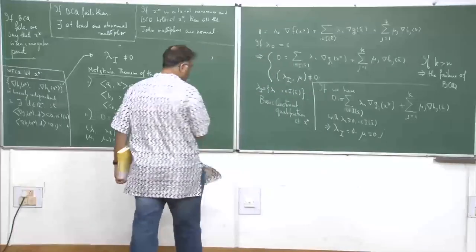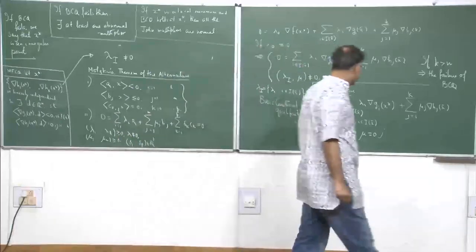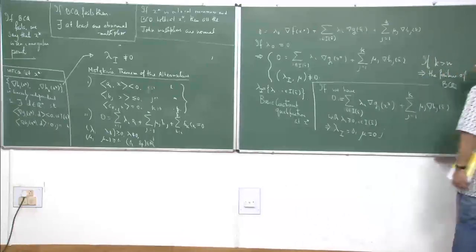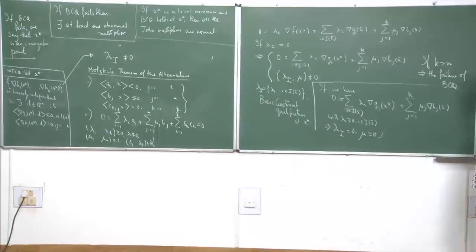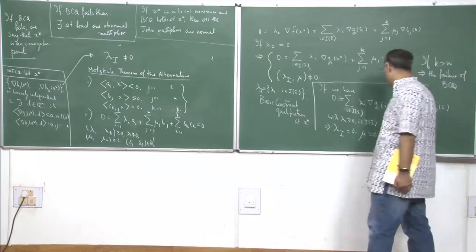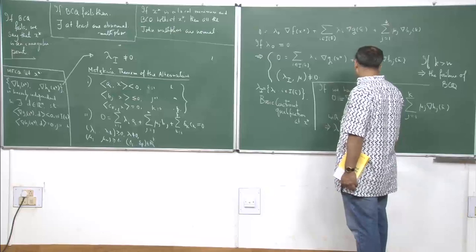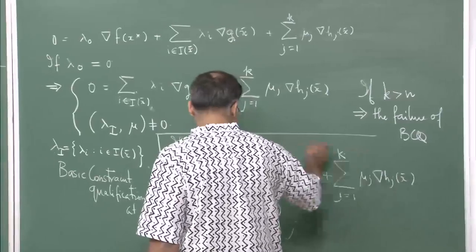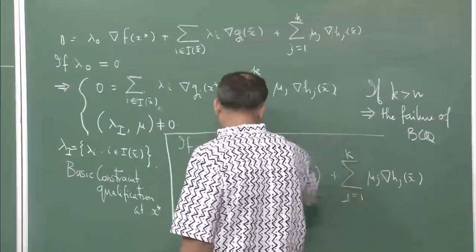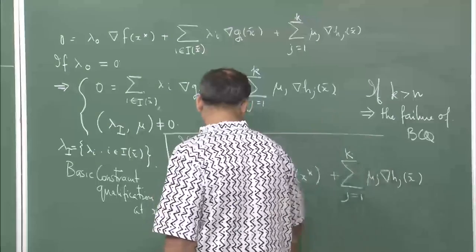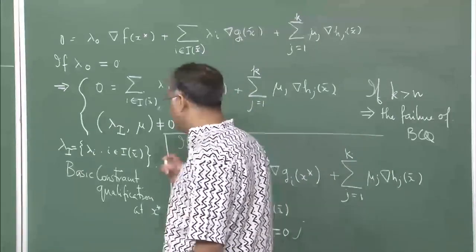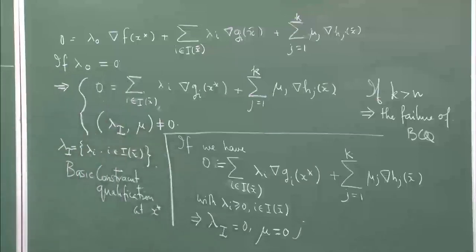Now on the reverse, suppose you have a system where you know that the BCQ is holding, which means, so what does it mean?